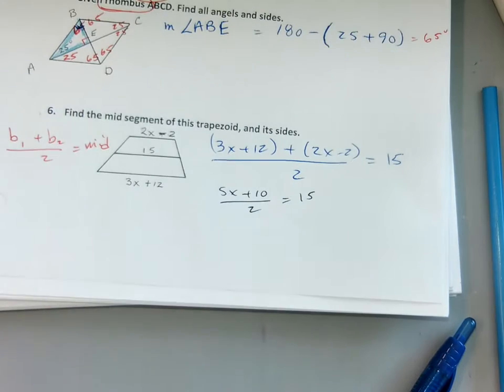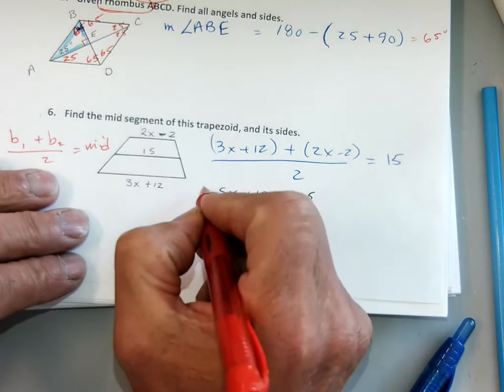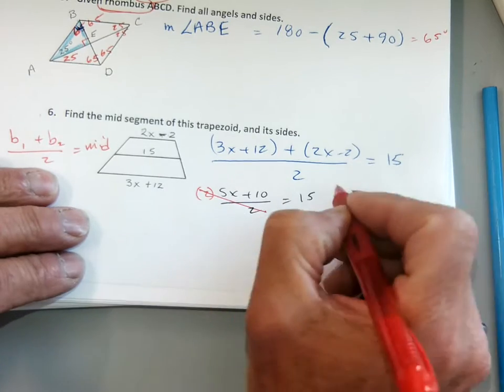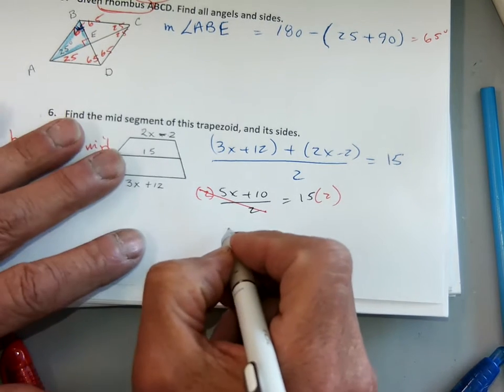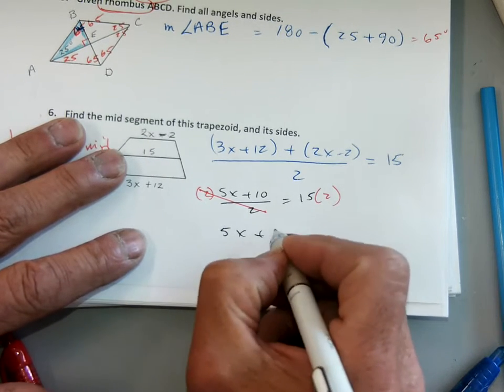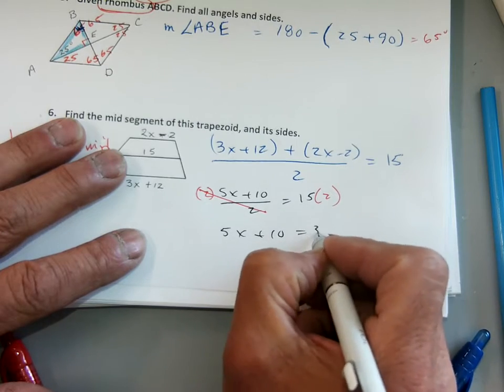Now I could divide by 2, and then I'd get a 2.5, and I get decimals or fractions. I could do it that way. I'm just going to multiply by 2. That'd be faster. Multiply by 2, multiply by 2, and then I can avoid my decimals, okay? I don't want to do decimals. You guys don't like decimals. So now I've got a 5x plus 10 equals 30, right?